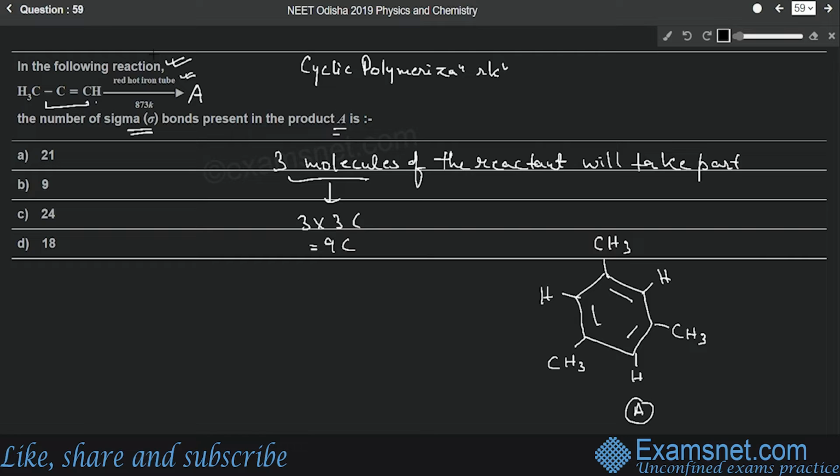Now let's count the number of sigma bonds. So how many sigma bonds in each methyl group? 3.